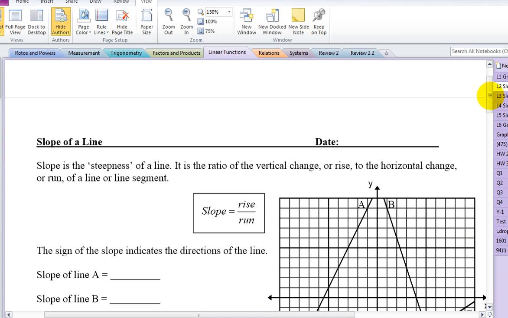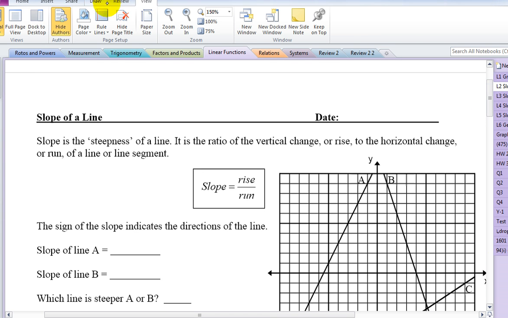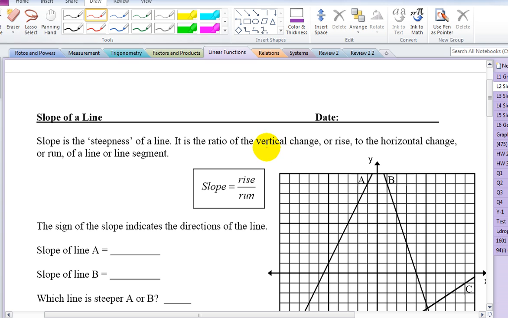So slope is dealing with two things. It's dealing with your rise and your run. So your vertical change is your rise. It's how much you're going up or down. It is your y value. Positive is up, negative is down.